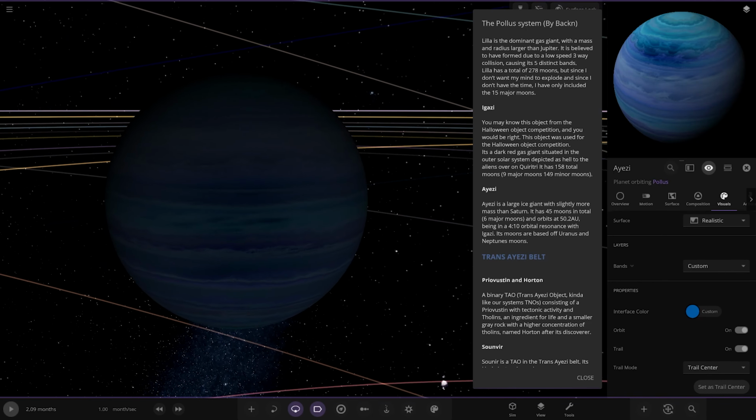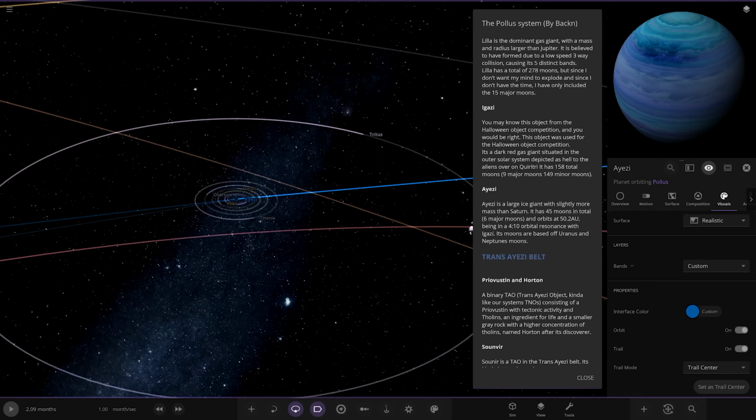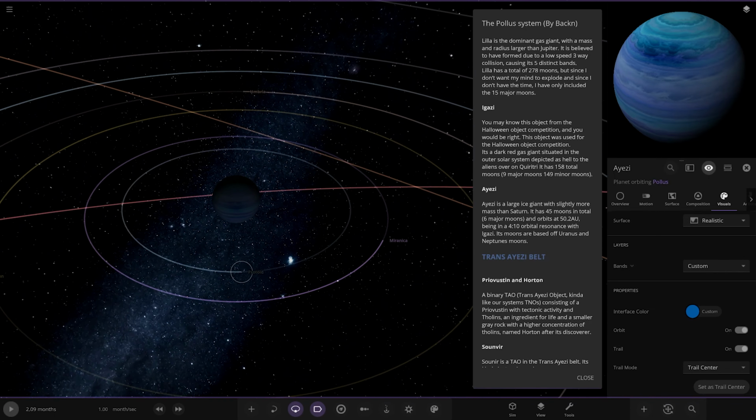What's this? Got the dark spot effect as well. A large ice giant with slightly more mass than Saturn. It has 45 moons in total, 6 major moons and orbits at 50.2 AU. Being 4:1 in orbital resonance with Igazi, its moons are based off Uranus and Neptune's moons. Looking good. Okay. Let's go on to the moons as well.